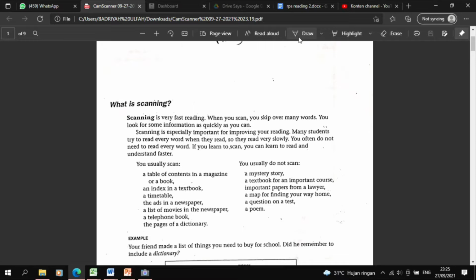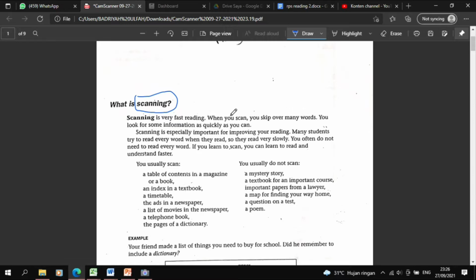Remember, especially when you are doing a test, like a TOEFL test or a TOEIC test, it is very difficult for you to answer all the questions in a very short time, right? So that is why we have tricks, we have a method in reading. That's what we call scanning. Scanning is a very fast reading technique. When you scan, you skip over many words.